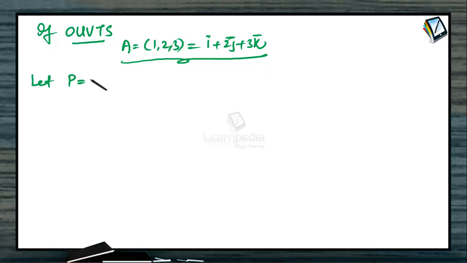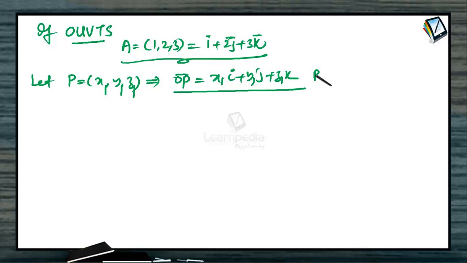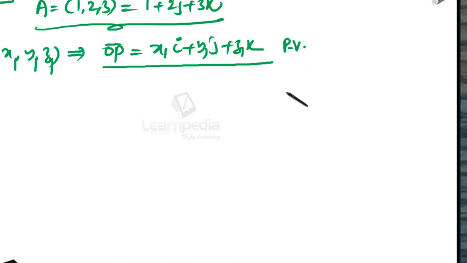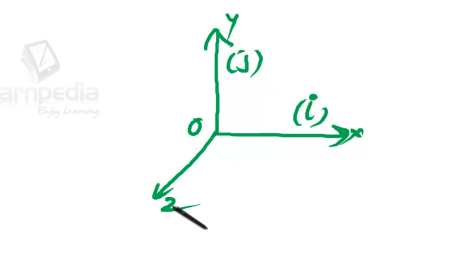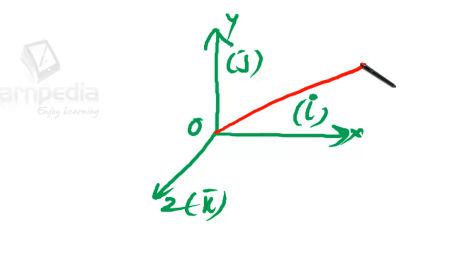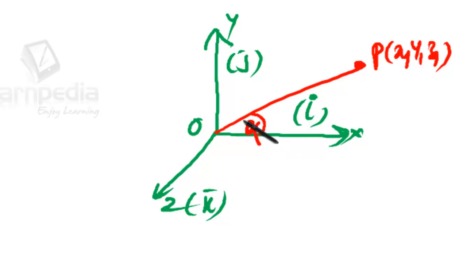Suppose we let P be a point with x, y, z, or we will take x1, y1, z1. Then the vector OP bar, which is the position vector of point P, is given as x1 i plus y1 j plus z1 k in Cartesian terms. And if this represents x, y and z with i bar along Ox, j bar along y and k bar along z, and there is a point P, say x1, y1, z1, then we have this angle alpha, this angle beta, and this angle gamma.